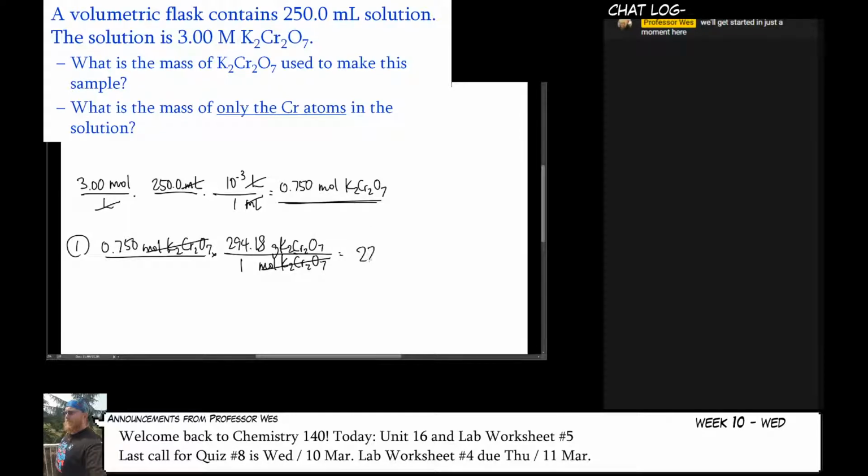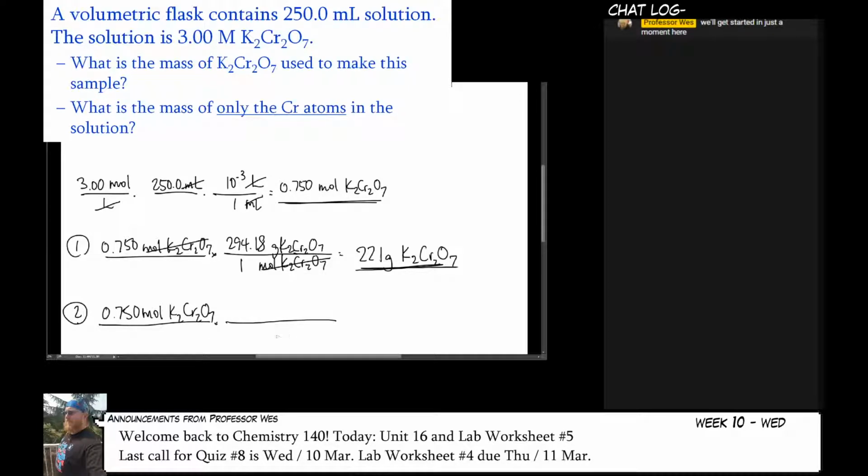And so that is 220.6, so 221 grams of potassium dichromate. That's how much is in the solution. Now, what's the mass of just the chromium? Well, I still have this much potassium dichromate in terms of moles.